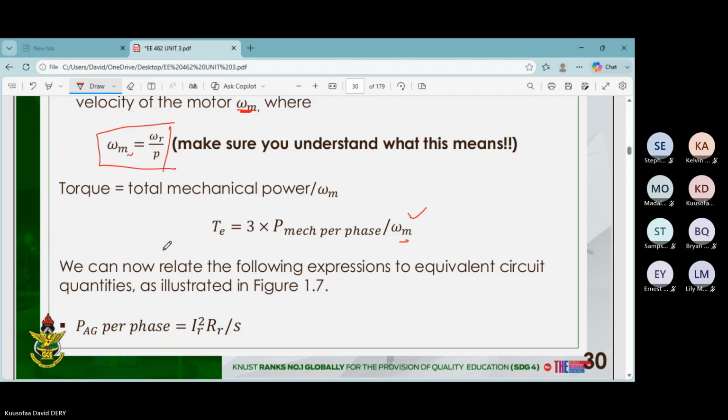Another expression we can also extract from the equivalent circuit is that the PAG, which is the power transferred through the air gap to the rotor, per phase is given by this expression: R_R over S multiplied by I_R squared. So this gives us the power that is transferred from the stator to the rotor side. So this is also something we have to take note of. Okay.